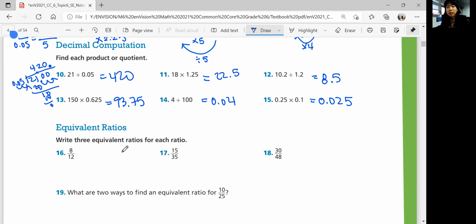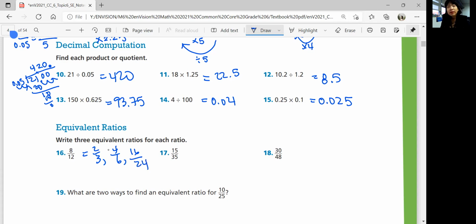3 equivalent ratios for each ratio. So you could multiply them or divide them by the same number to find equivalent ratios, right? So you can have different answers from what I have, but I'm gonna divide 8 by 4, 12 by 4 to get 2 over 3. And I'm going to divide them by 2 to get 4 over 6. I'm going to multiply them by 2 to get 16 over 24.